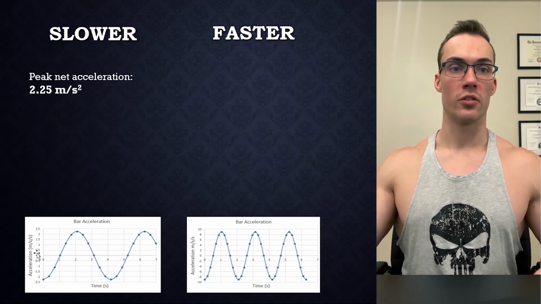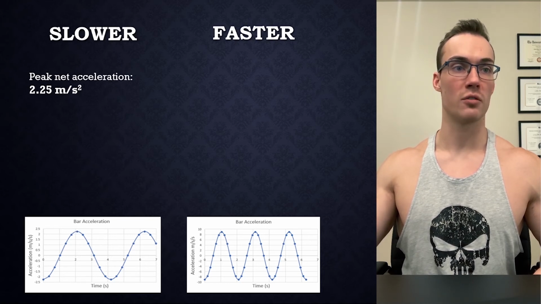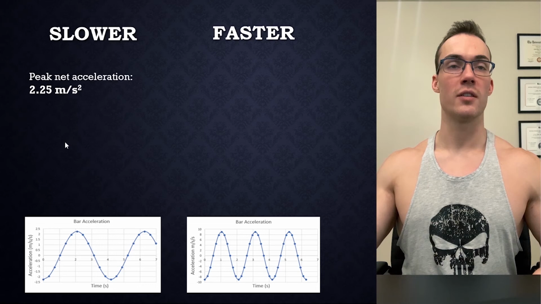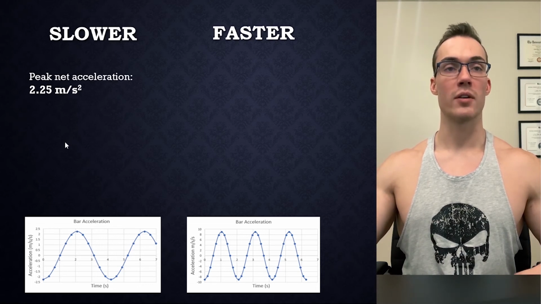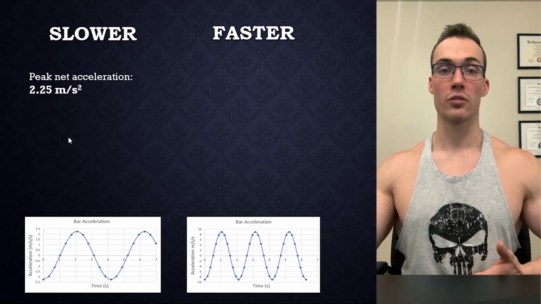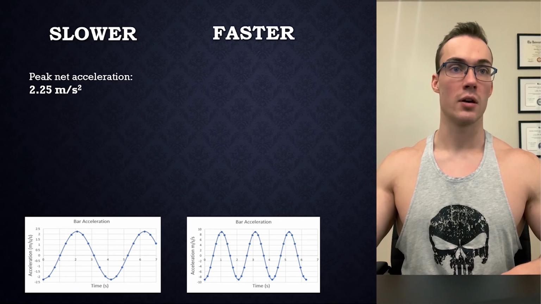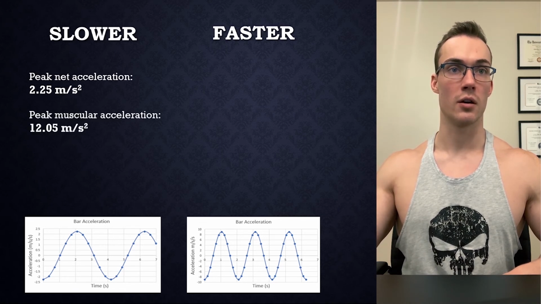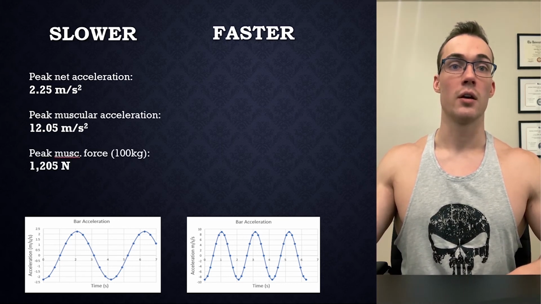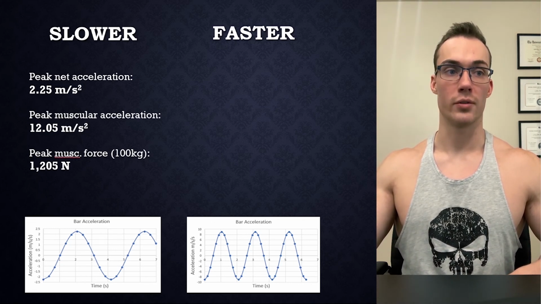If we look at our slower graph of acceleration, the peak bar acceleration is 2.25 meters per second squared. Note that this is the net acceleration. We have the acceleration caused by gravity pulling downwards, and we have the acceleration caused by our muscles pushing upwards. If we adjust for gravity, then the upwards acceleration produced by our muscles alone would be 12 meters per second squared. We can solve that. Assuming we're bench pressing 100 kilograms, this is 1200 newtons.